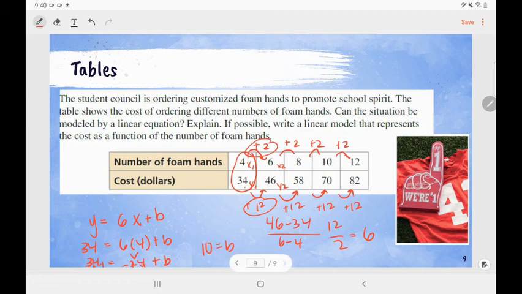So please remember that that's not your final answer. I want to write a linear equation that models that relationship. So y equals 6x, and my y-intercept is 10, so plus 10.